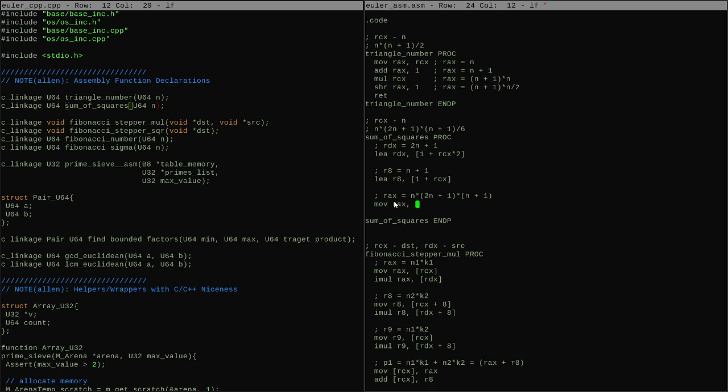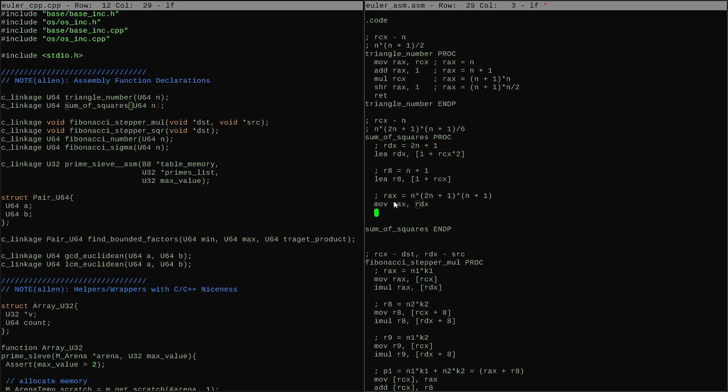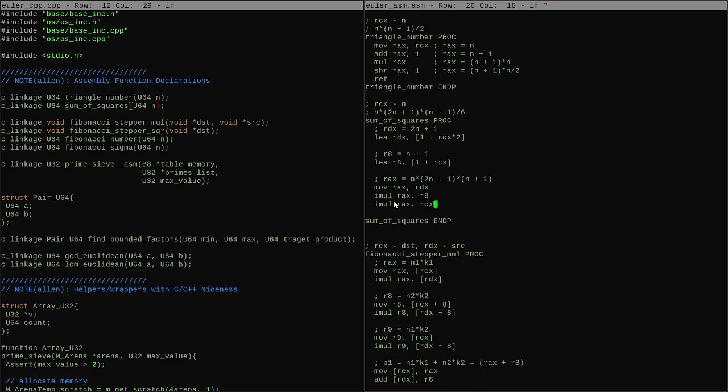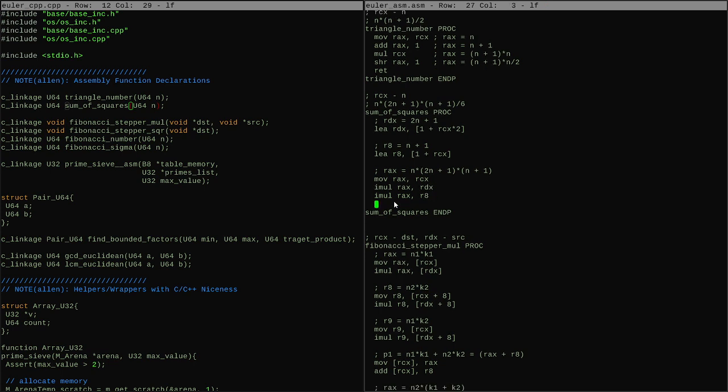Move into RAX from the RDX, multiply into RAX from the R8, multiply into RAX from the RCX. I'm doing this in some crazy order here. There we go. That's what I said I wrote. That's what I said in the comments, so that's how I'm going to write it.